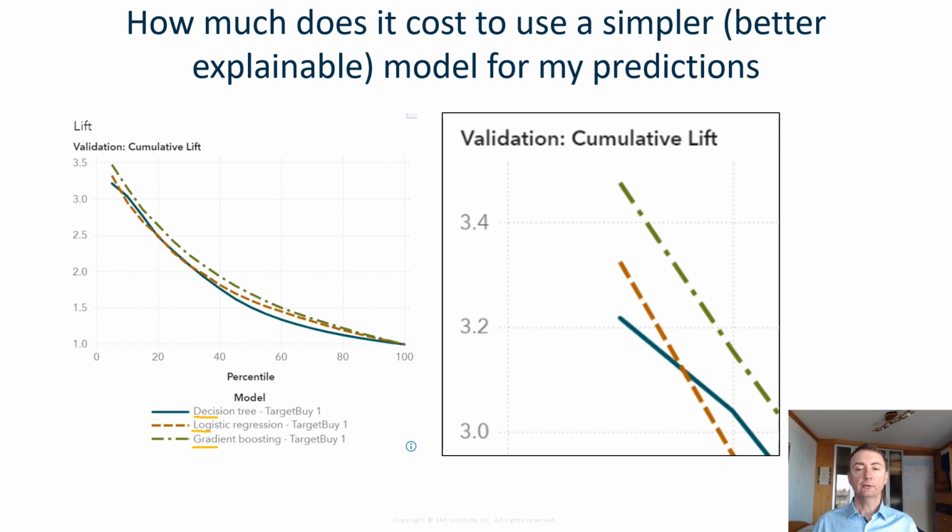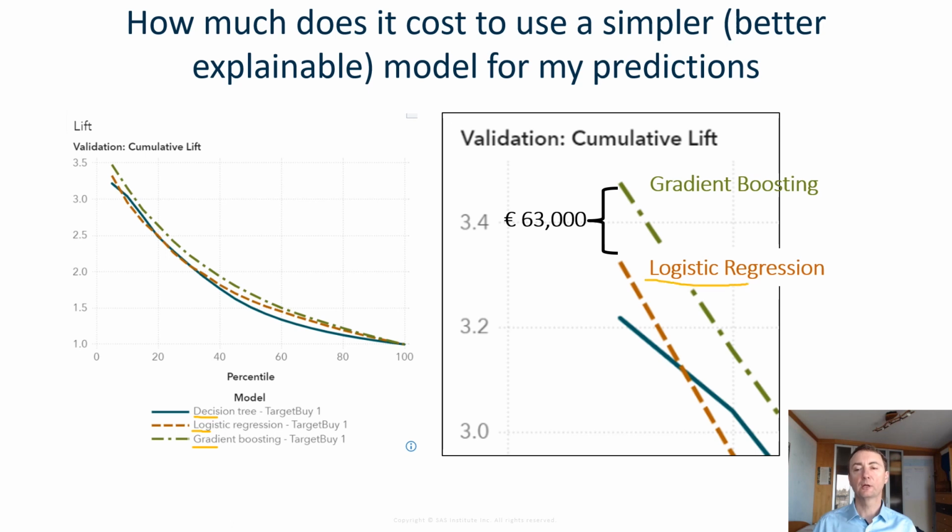And we can now calculate in the same way as before what it means to, for example, not use the gradient boosting model because we want to use a regression model which is easier to interpret. This calculation comes out to 63,000 per campaign that we are losing because we want to have the interpretable logistic regression and are not using the gradient boosting model.